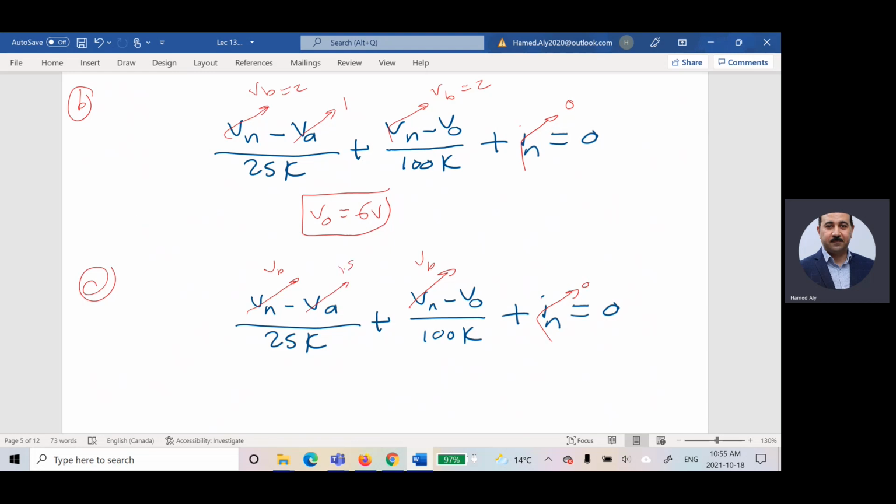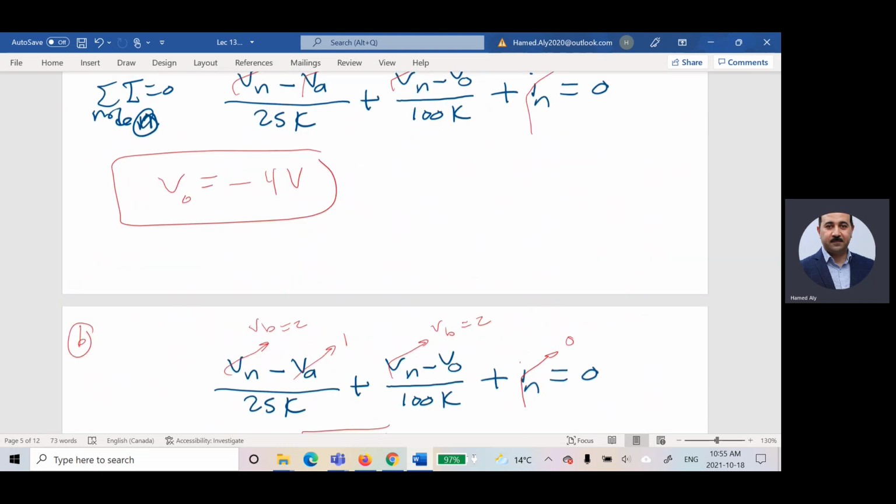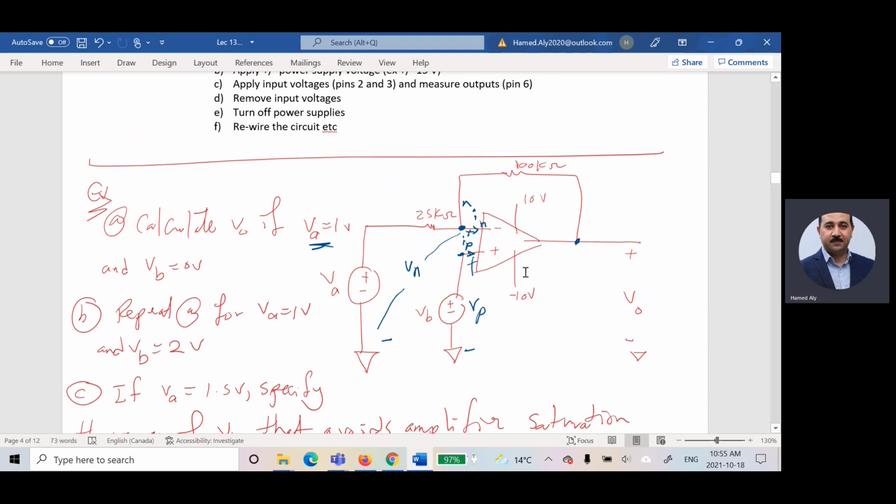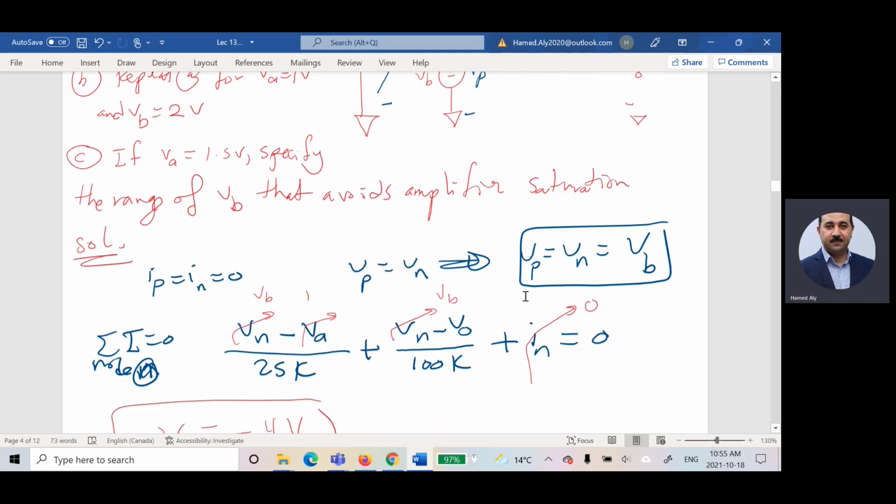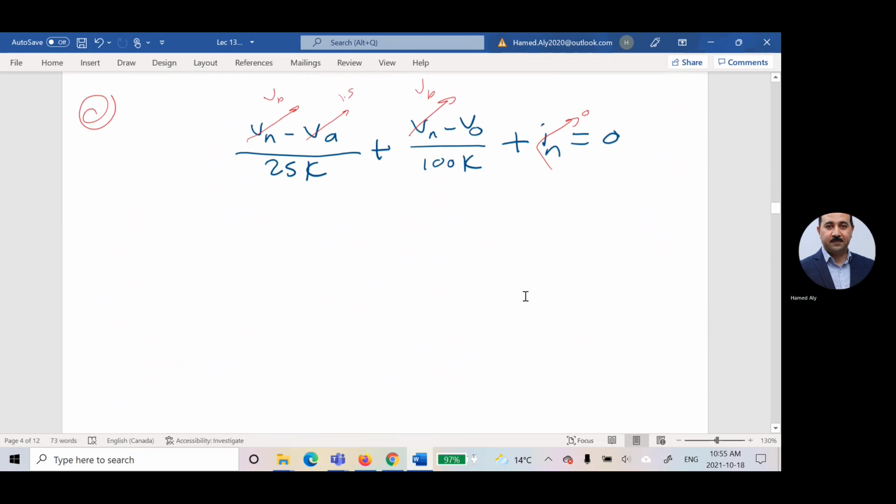What about VO? I will solve the problem 2 times. The first time is if VO is equal to 10, which is the maximum value. And then if VO is equal to negative 10, which is the lowest value. Based on these two values, I'm going to resolve the problem. This is one equation in one unknown. I'm going to find VB as a function of VO.